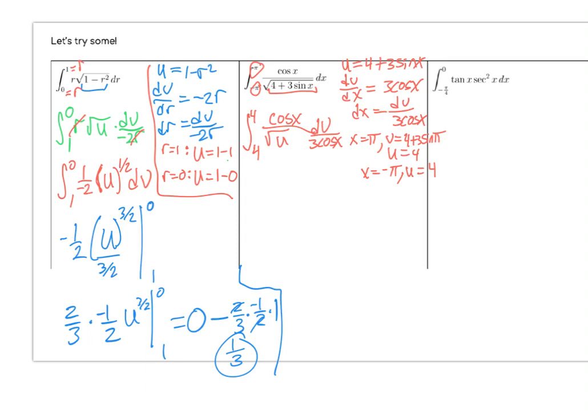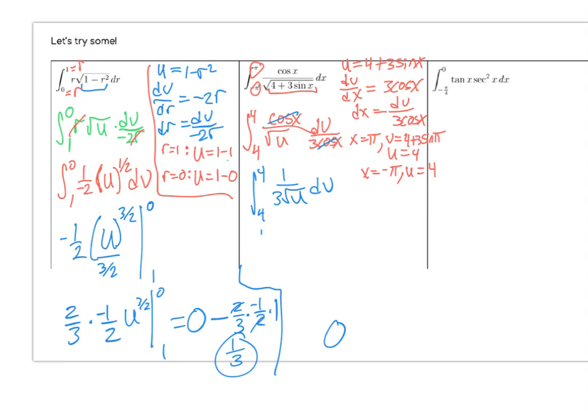There are two things I really want you to notice here. The first is that our cosine x's would cancel out, leaving us with 1 over 3 square roots of u as our function to work with. The second is that we're integrating from 4 to 4. And if we are finding the area under something from the same point to itself, we end up getting 0 as our answer before we do any further math, which is kind of nice. I will do the math out just because I think it's worth talking about here. But that's a nice thing to notice.